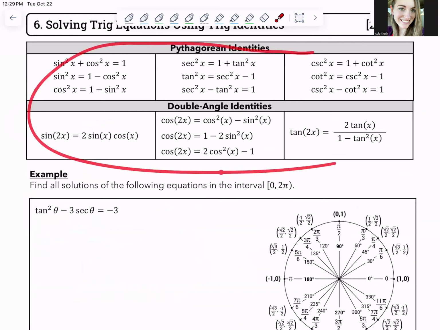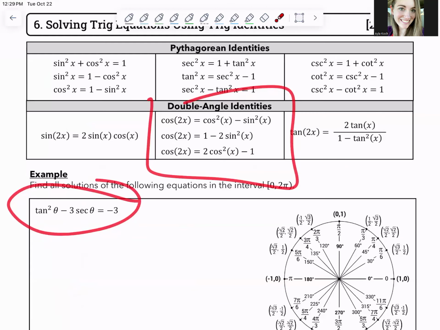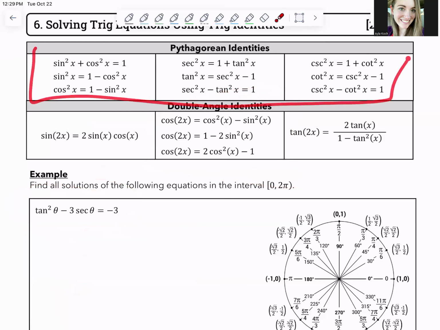We don't have any techniques that will allow us to solve this. However, we do have tons of identities. So my first thought is, can I use an identity? Clearly we're not doing a double angle thing. There's no double angle in there. So this is something that would use a Pythagorean identity, and all of these identities are dealing with squared terms.